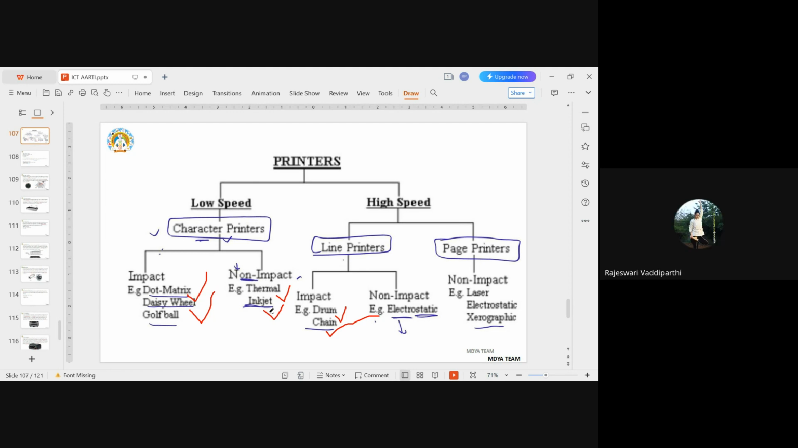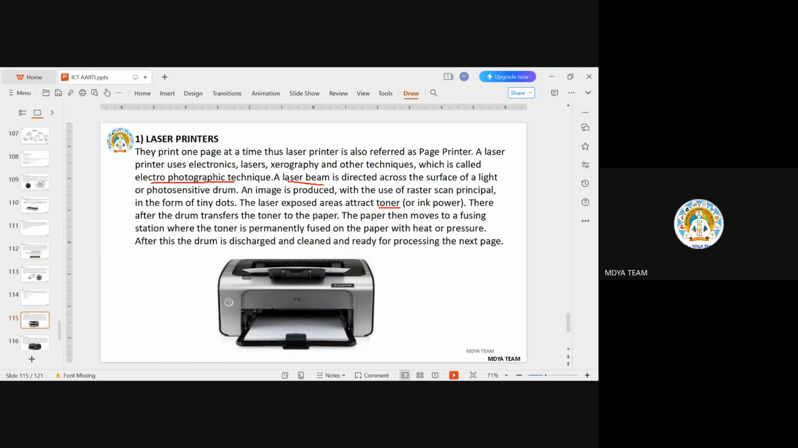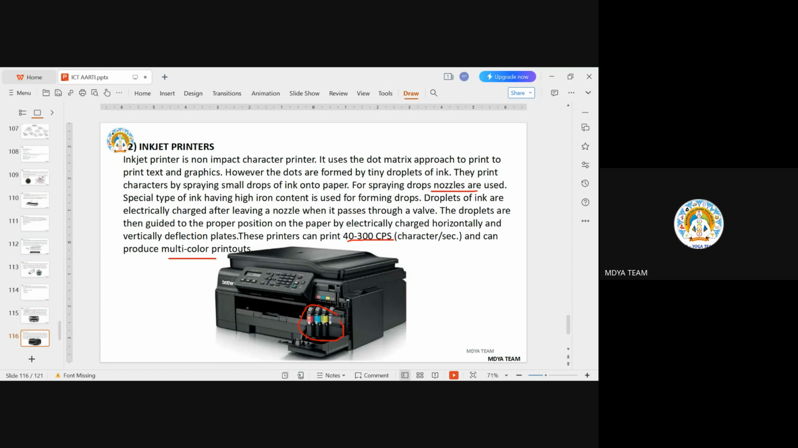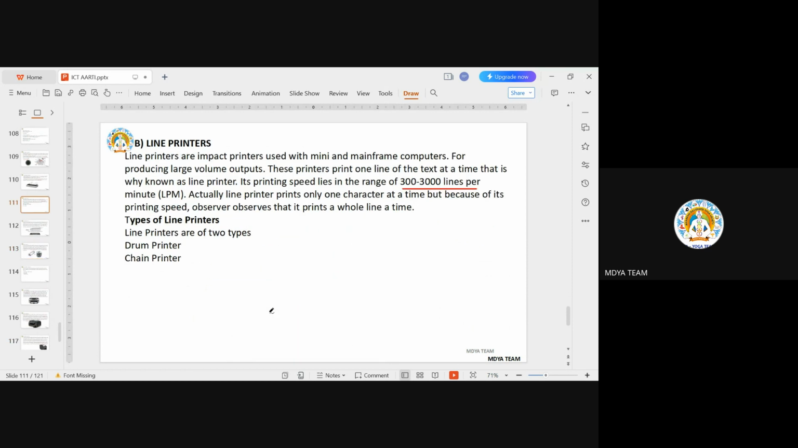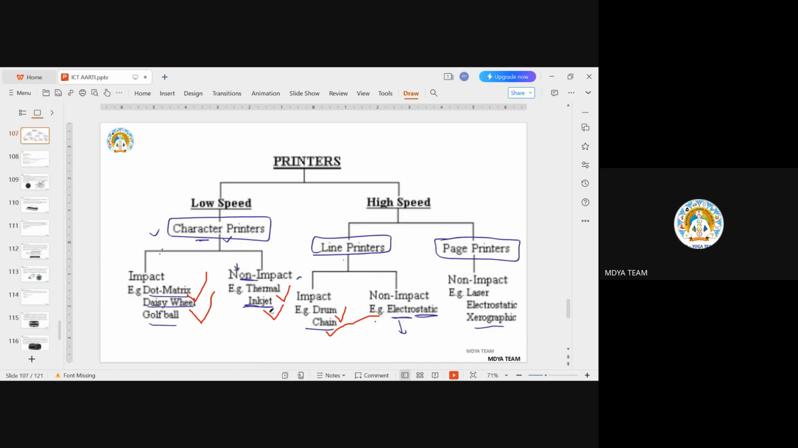What about offices, ma'am? Are they using laser? Laser is a page printer, because it prints a page at a time. They print more in 1 minute. I will tell you tomorrow how many pages laser printers print at a time. As you see in a cafe, if you want output of 100 pages at a time, you can get the hard copy in 1 minute. Those printers are laser printers.